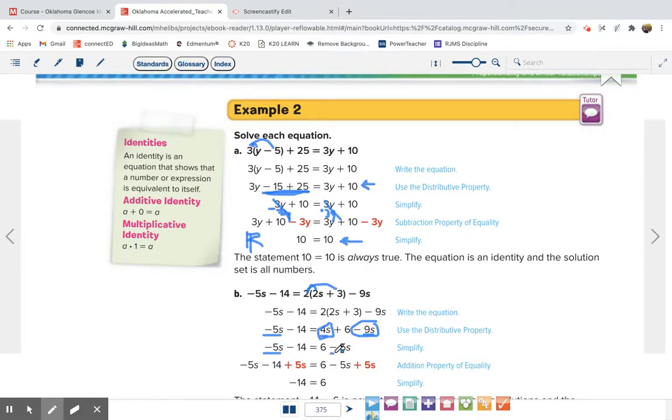Now we can try to get our s's together that are on opposite sides. Since this is a negative 5, I'm going to add 5s to both sides. When I do, it cancels out here and on the other side. So I'm left with negative 14 equals 6. So no matter what s is, that will never be true. So this one is no solution.